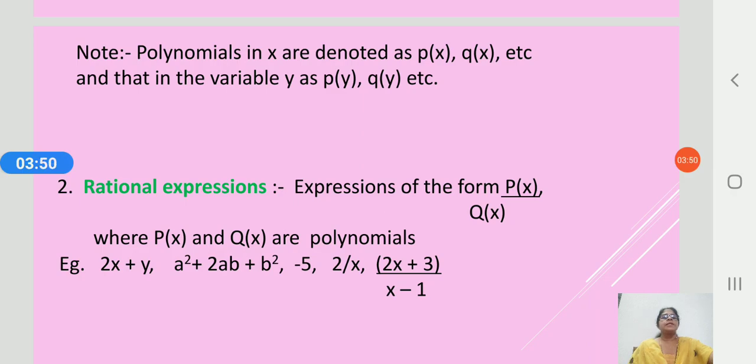Then rational expressions. A rational expression is of the form p of x by q of x, numerator by denominator, where p of x and q of x are polynomials. Examples are 2x plus y, a square plus 2ab plus b square, negative 5, 2 by x, (2x plus 3) divided by (x minus 1). Here the numerator is a polynomial, the denominator is also another polynomial. In general we can say that all polynomials are rational expressions, but all rational expressions need not be polynomials.